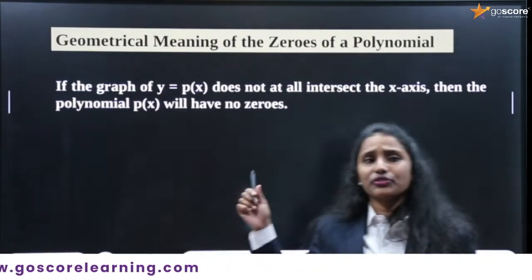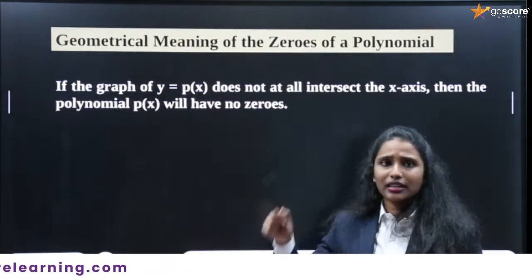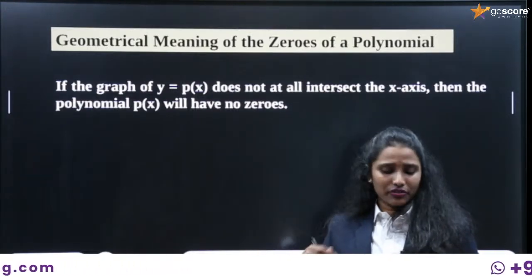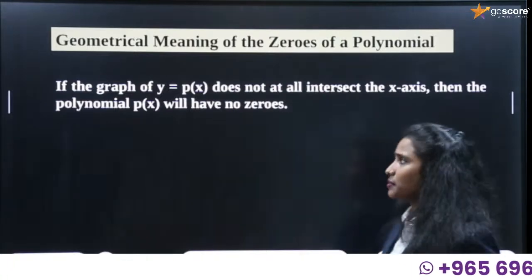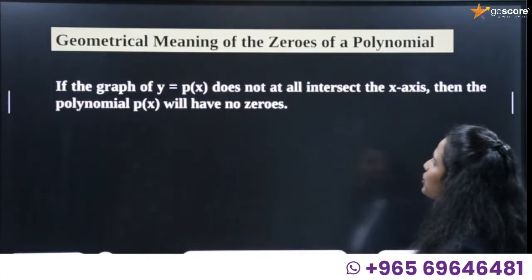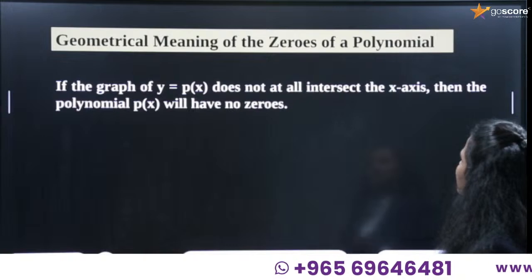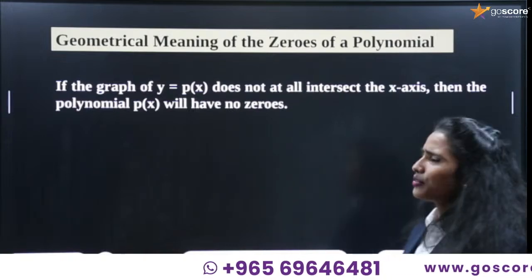That's our first topic. All the others were us remembering, or revising, the previous concepts. Now, if the graph of y equal to p of x does not intersect the x-axis, then the polynomial p of x will have no zeros. Why?